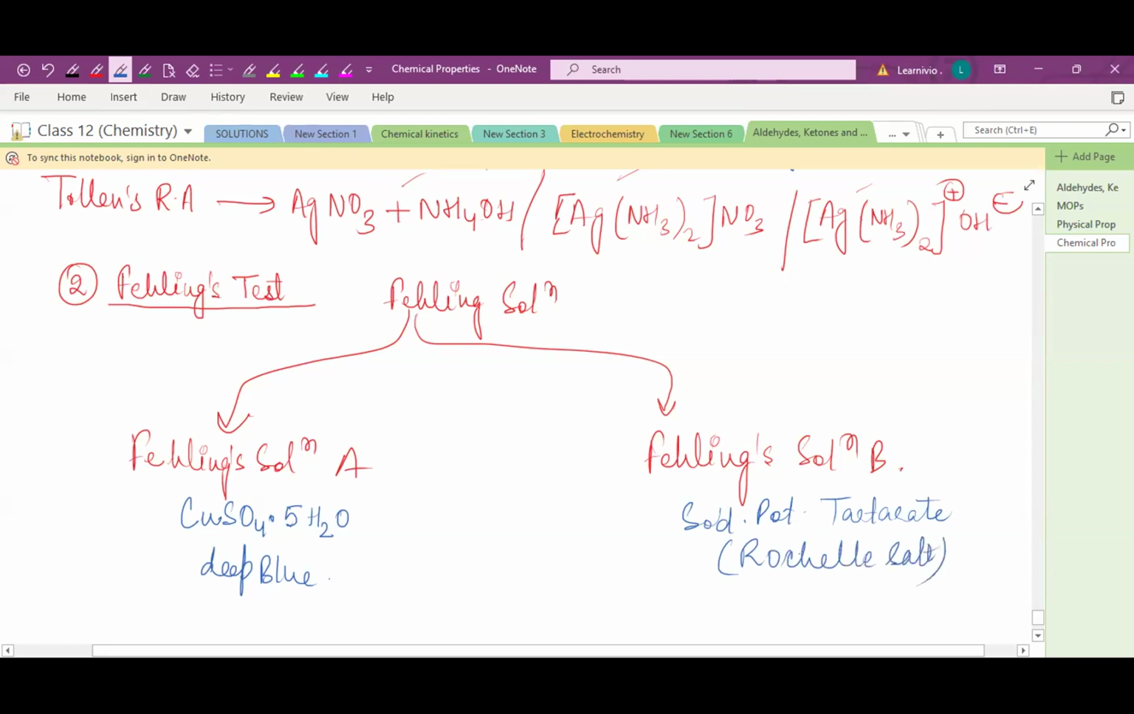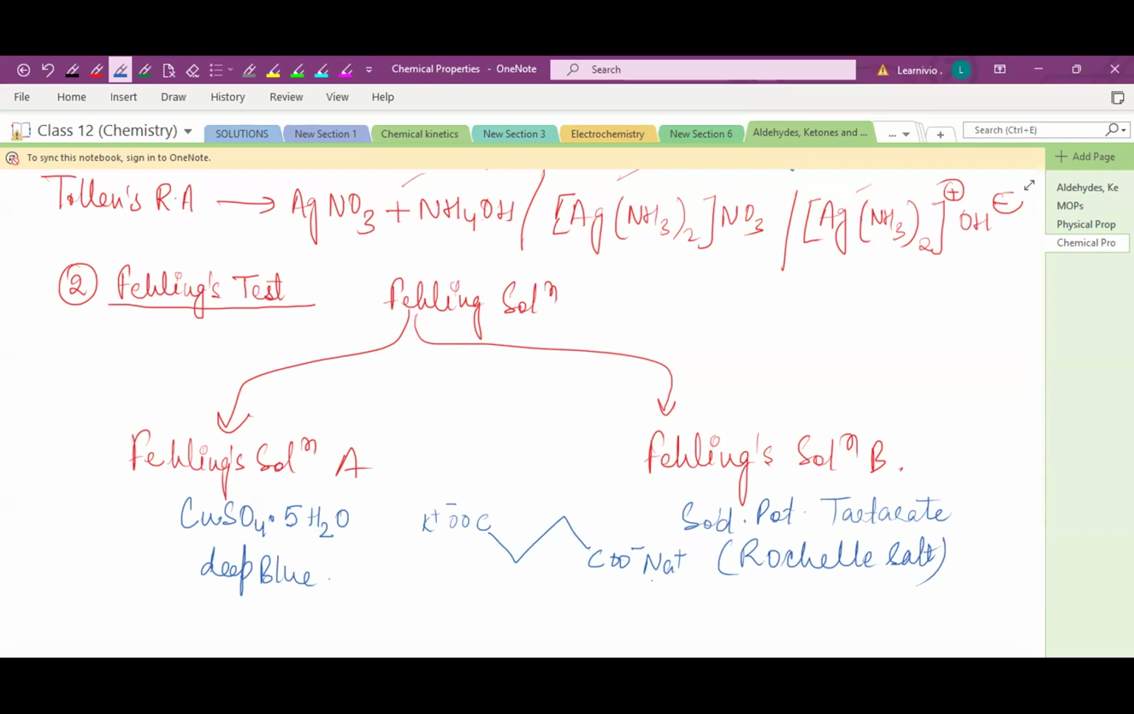Now let's see the structure. The structure of sodium potassium tartrate is this one. On one side there is COO minus Na plus, and on the other side there is COO minus and K plus, right? That's why it is known as sodium potassium tartrate, and it is known as Rochelle salt. So this is Fehling solution A, and this is Fehling solution B.